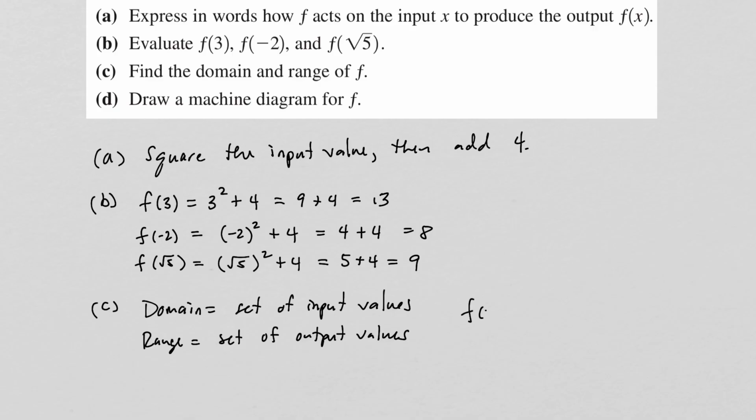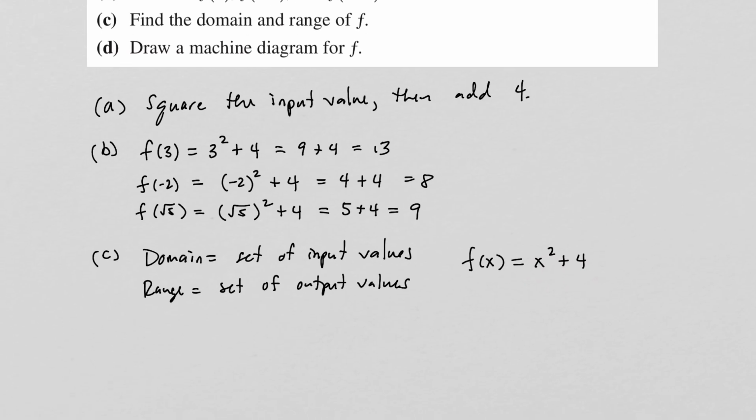So let's remind ourselves that our function is f of x is equal to x squared plus 4. What numbers are you allowed to plug in here? Well, if you think about it, you can plug in positive numbers, you can plug in negative numbers, you can plug in 0, you can plug in decimals, fractions. There are no restrictions on what you can plug in here because you can square any number and then you can add 4 to that. So your domain, in this case, is all real numbers.